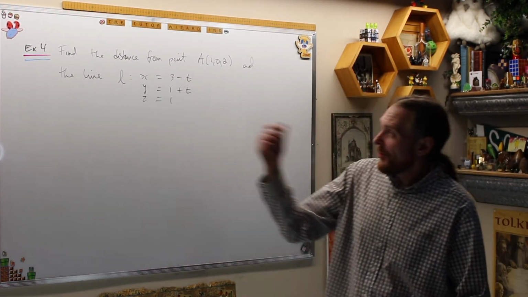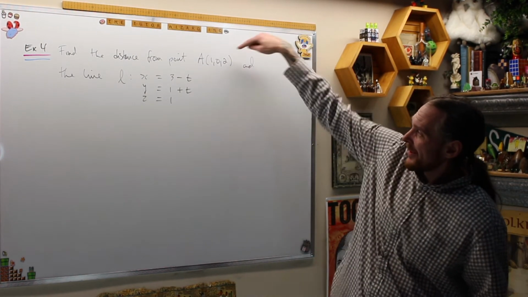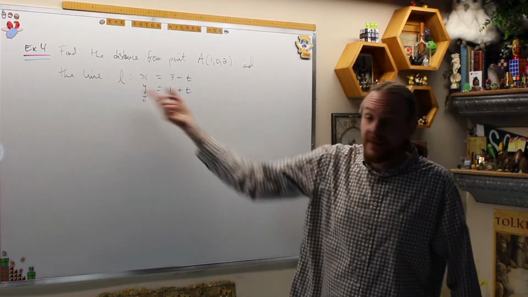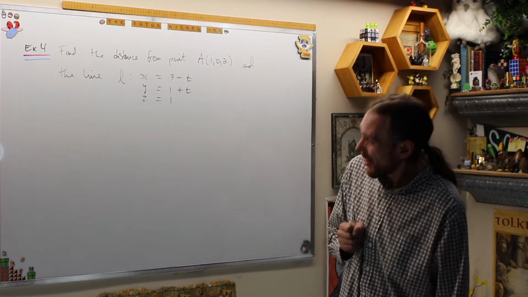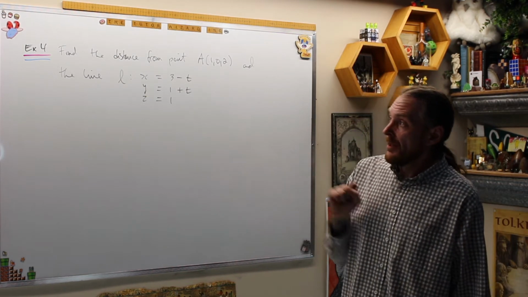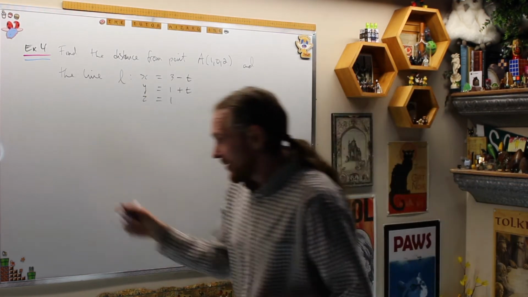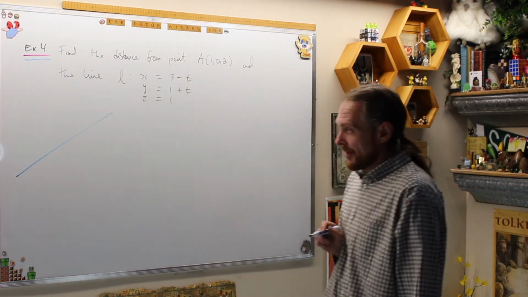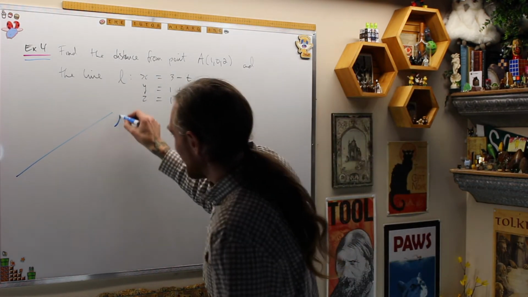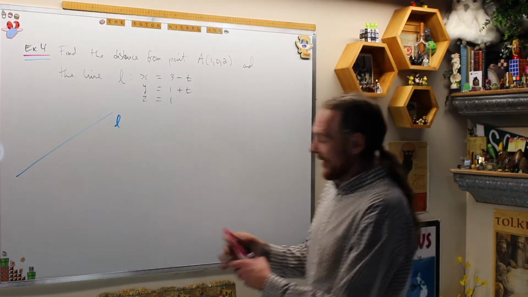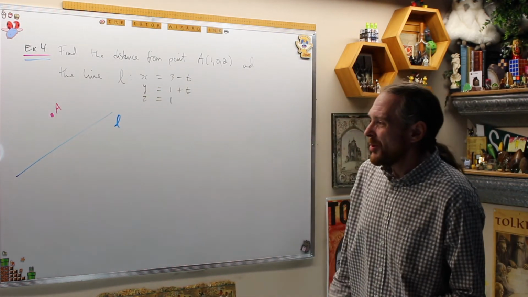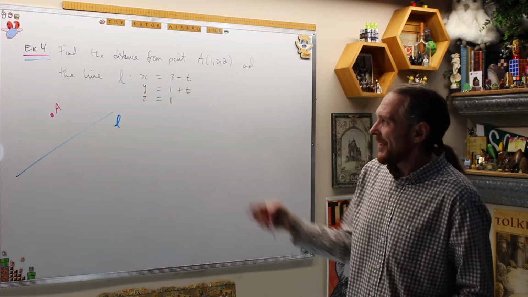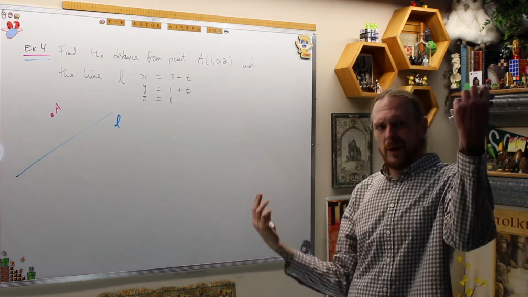All right, example 4. What we're going to do is find the distance between this external point A and the line given by these parametric equations, 3 minus t, 1 plus t, and 1. What are we going to do? First, we're going to draw a picture. There's the line L arbitrarily, and I have an external point A. So then what do I want to do? That's why the picture helps me, because I can use this to decide what point B I should pick.